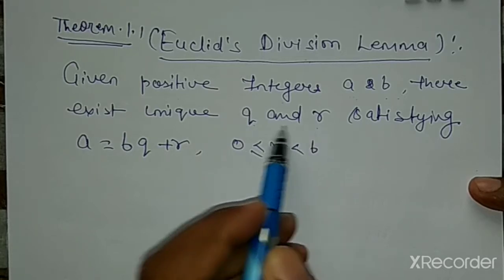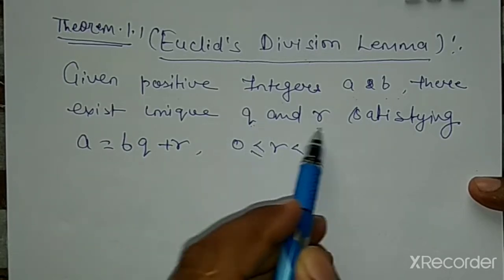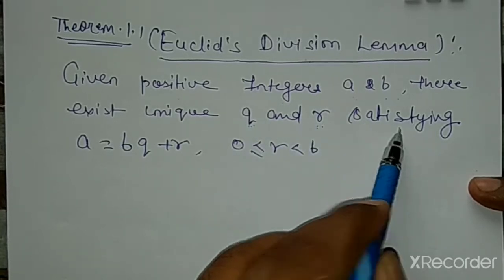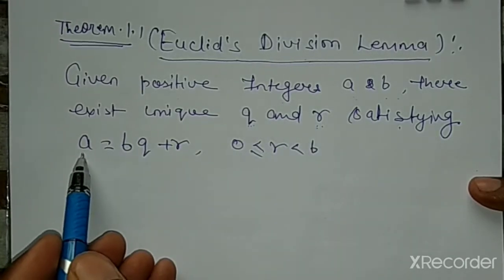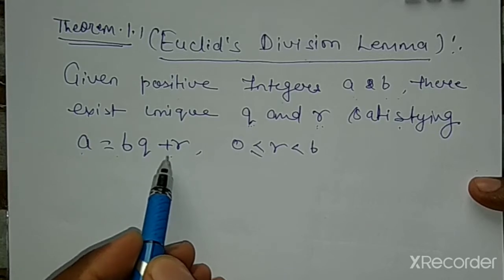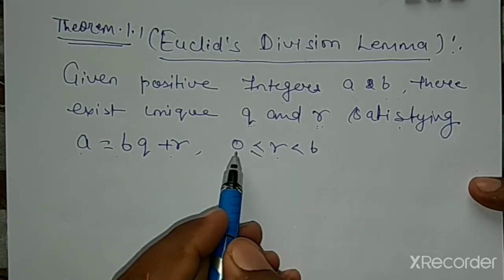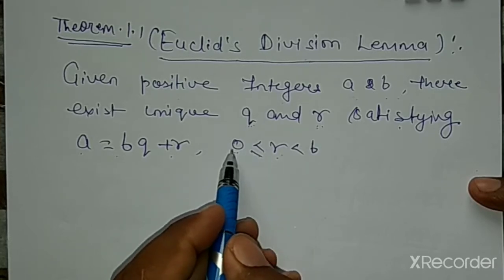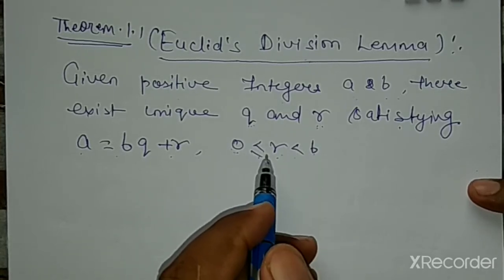What are q and r? q is the quotient, r is the remainder, satisfying the relation a = bq + r. And the condition on r is that the remainder is greater than or equal to 0 and less than b.